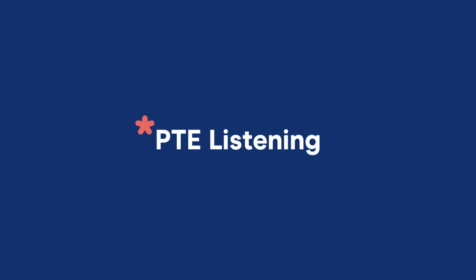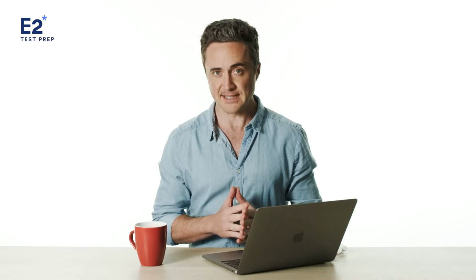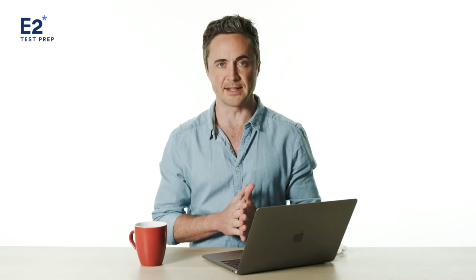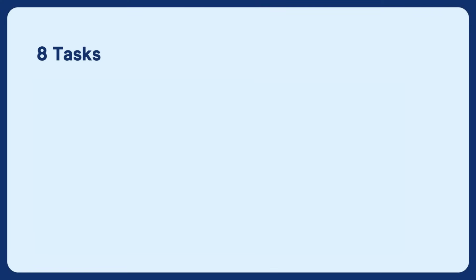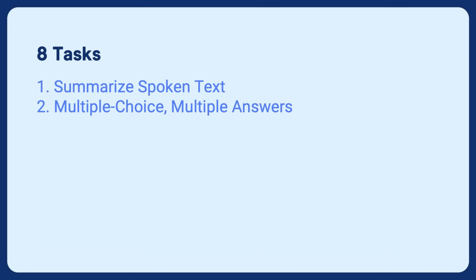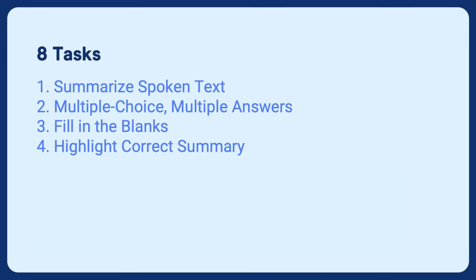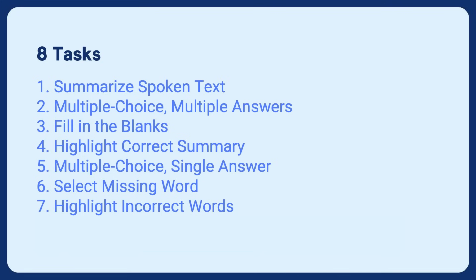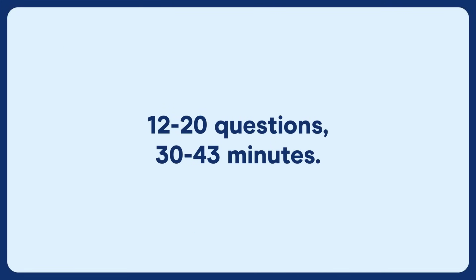PTE Listening. There are 8 different tasks in PTE Listening. The tasks include summarize spoken text, multiple choice multiple answers, fill in the blanks, highlight correct summary, multiple choice single answer, select missing word, highlight incorrect words, and write from dictation. You'll get between 12 and 20 questions on test day, and you'll have between 30 and 43 minutes to complete this section of the test.